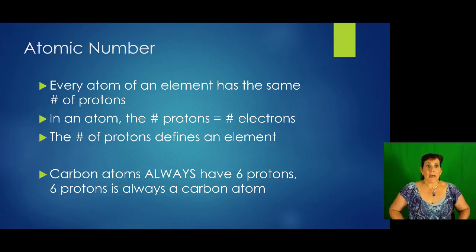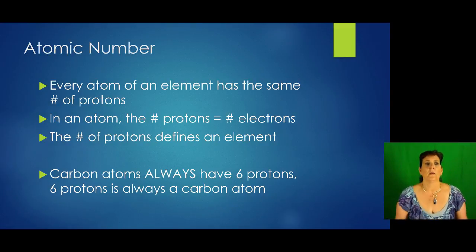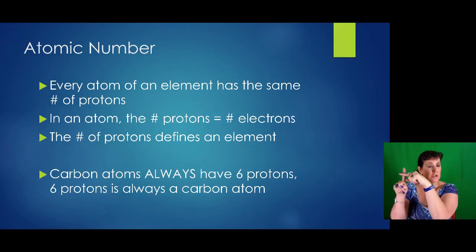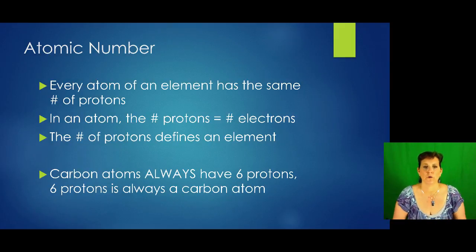So the atomic number again is the number of protons. Every atom of an element has the same number of protons. If it's a carbon atom, it has 6 protons. If it has 6 protons, it's a carbon atom. If it's an atom, the protons and the electrons have to be equal. This is because an atom is neutral. So if we have 6 protons, which are positively charged, we have to have 6 electrons that are negatively charged to balance out and make the charge neutral, add up to 0. So 6 pluses, 6 minuses, cancel out, neutral atom.